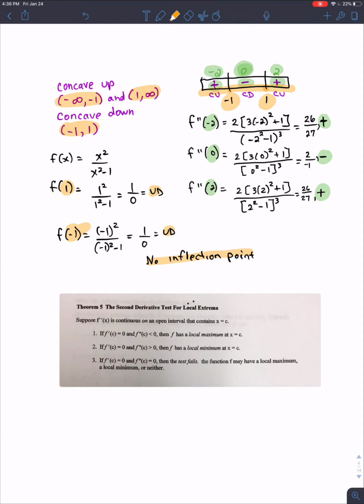So remember to answer both parts of that question, the possible inflection points. You'll name the inflection points, and then you'll also name the intervals of concave up and concave down.